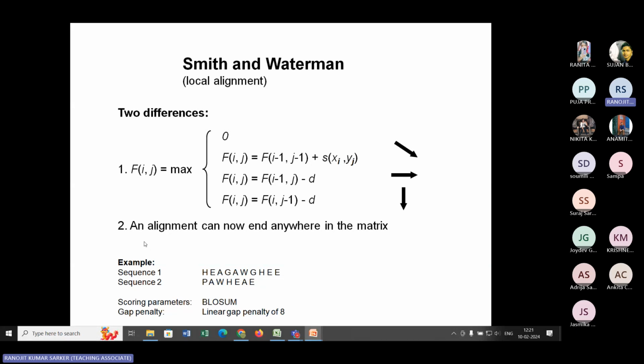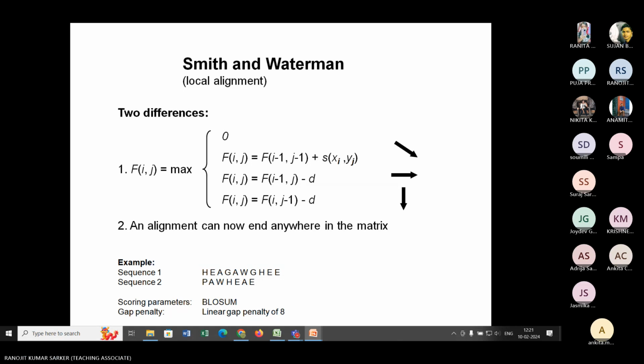The other difference is that the alignment can now end anywhere in the matrix. We will see while we are discussing the algorithm. Earlier in Needleman-Wunsch, the alignment started from the last cell and continued till the first cell. So that's why it was a global alignment. Now, because of introducing 0, the alignment can end anywhere in between the path. How? We are going to see that shortly.